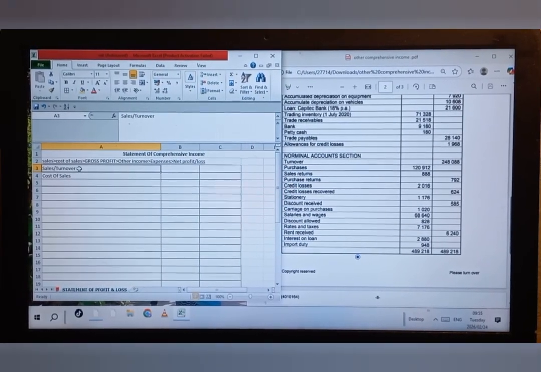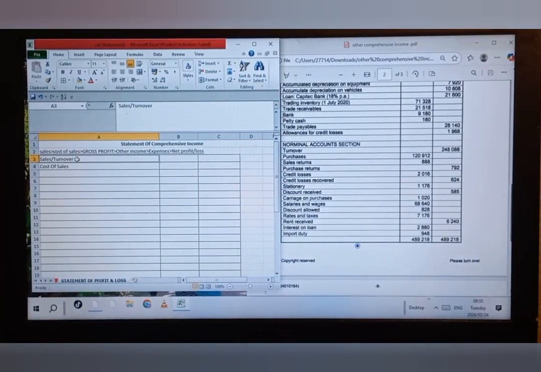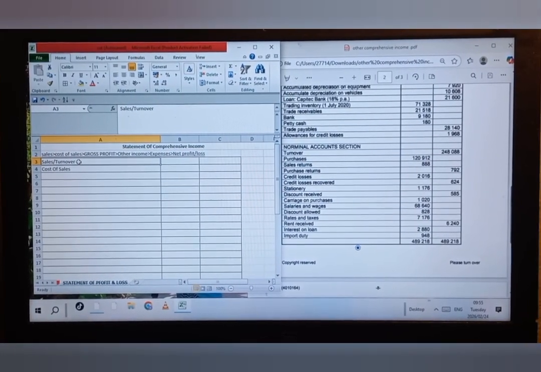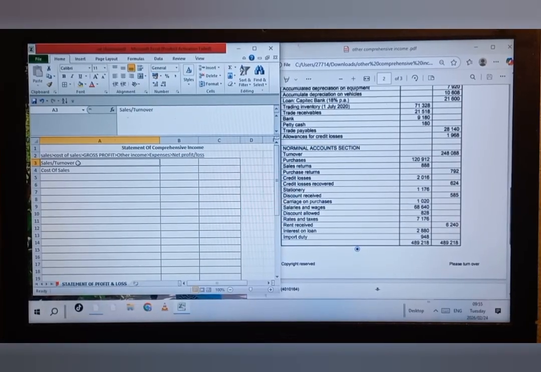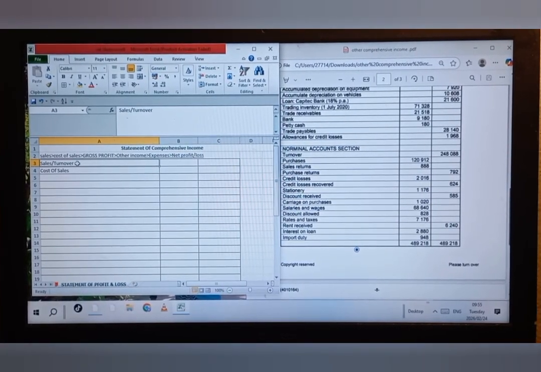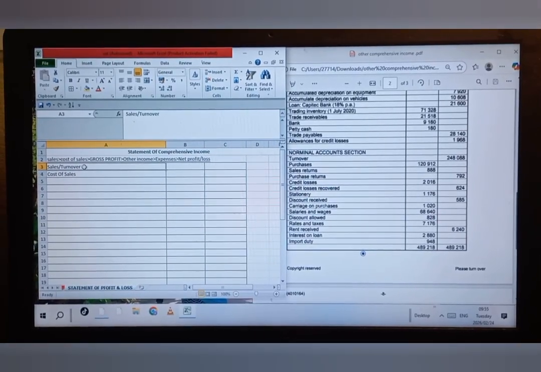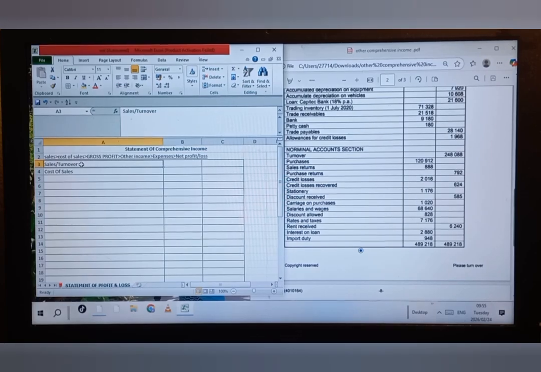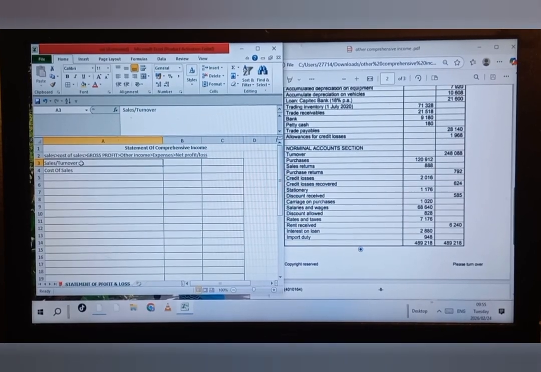Because the moment they say settlement, it is directly involved in our sales. But the moment it says discount granted, it's not linked to our sales. So it affects other expenses. It is the same as discount received. Discount received affects our other income. But the moment they say settlement discount received, it affects our purchases.